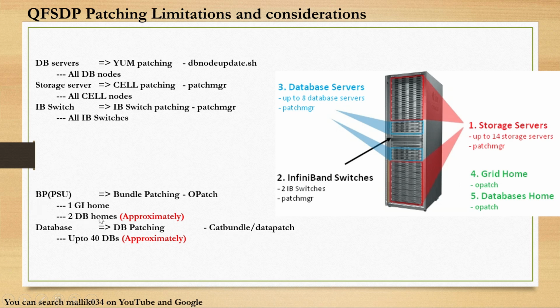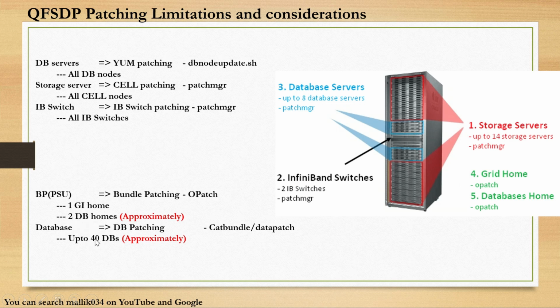Once you patch your DB home, you need to run a catbundle at database level in case of 11.2.0.4, and you need to run the datapatch in case of 12c onwards. So how many databases will they patch? They will patch up to 40 databases approximately, but the consideration is all these 40 databases should run under any of these 2 Oracle homes.